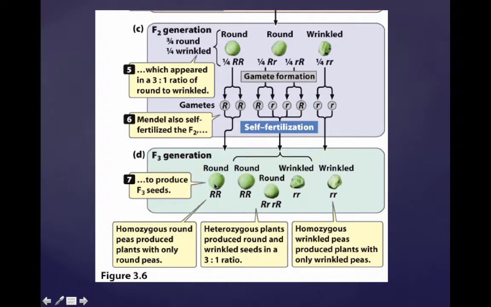a large percentage of individuals that still were round in phenotype, and they could either have the homozygous round genotype big R, big R, or they could have the round phenotype but have a heterozygous genotype of big R, little r. And finally, the rest of them were going to be the homozygous recessive phenotype little r, little r.